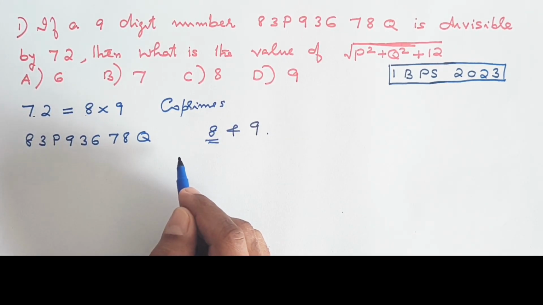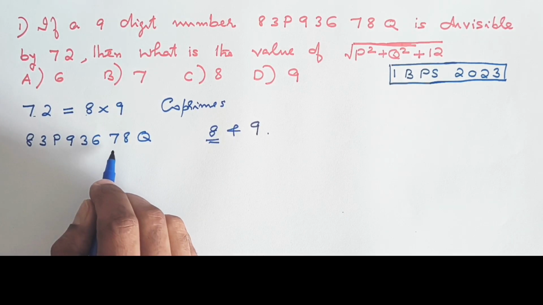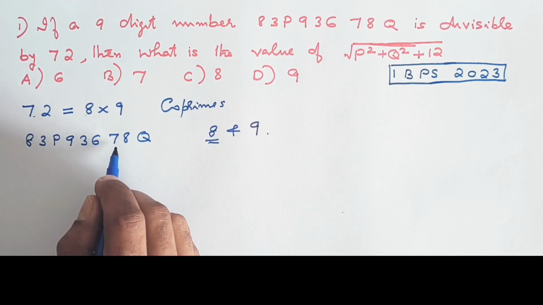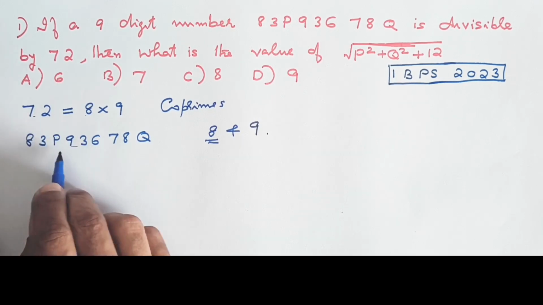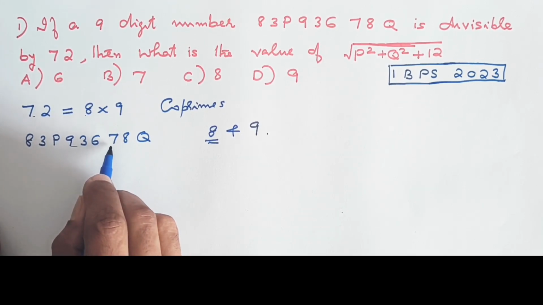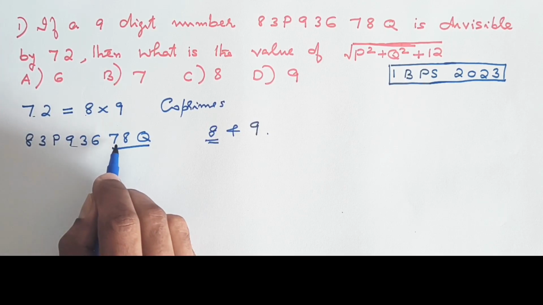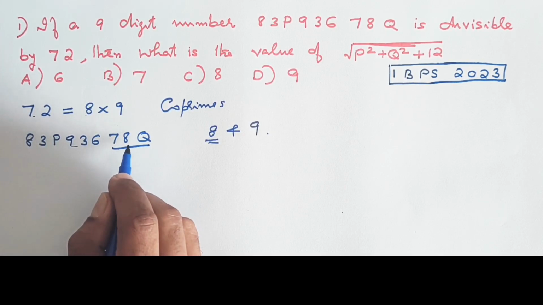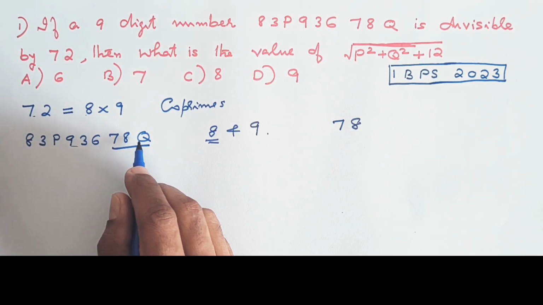And what is the test of divisibility of a number by 8? A number is divisible by 8 if the last three digits of the given number is divisible by 8. Here actually we're not making use of the divisibility rule to verify whether a number is divisible by 8. Here it is given that this 9-digit number is divisible by 8, which implies the number formed by the last three digits of the number, that is 78Q, will be divisible by 8. So what are the possible values of Q? Being a single digit number, it ranges from 0 to 9.